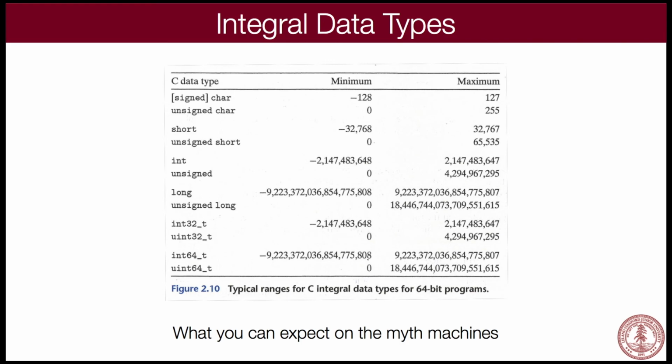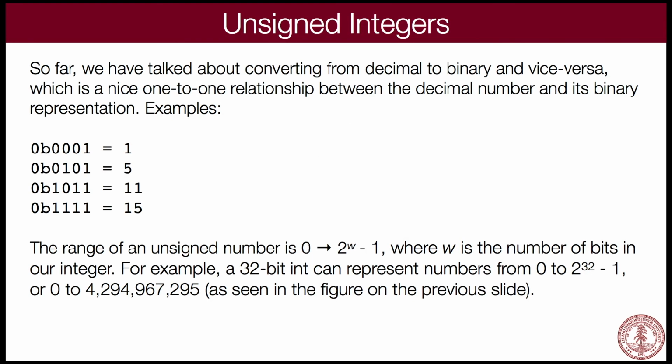Longs that are signed can go from negative 9 something huge all the way up to 9 something huge. Signed integers, negative about 2 billion to positive about 2 billion. The unsigned integers, 0 to about 4 billion, a little more than 4 billion. Those are some of the ranges. That's what we expect on the myth machines. And it's all based on how many bytes they are, which was in the previous diagram.